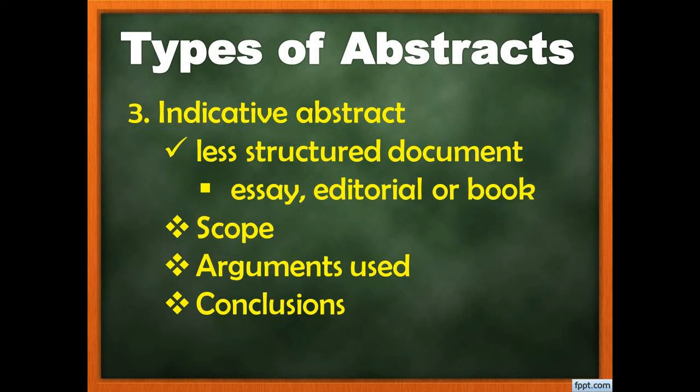Secondly, the arguments used section of an indicative abstract should state the main arguments and counter arguments employed in the original document. These arguments should be stated in the same progression in which they appear in the document. Not all documents contain a progression of arguments. In some cases, this section may outline analysis or plot progression instead.